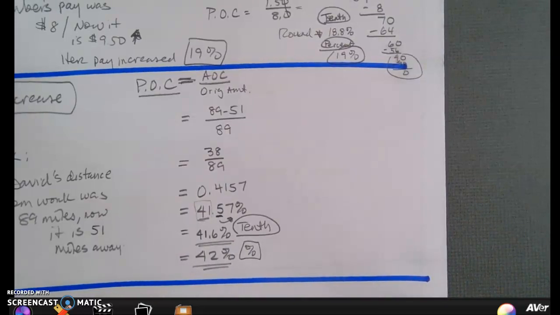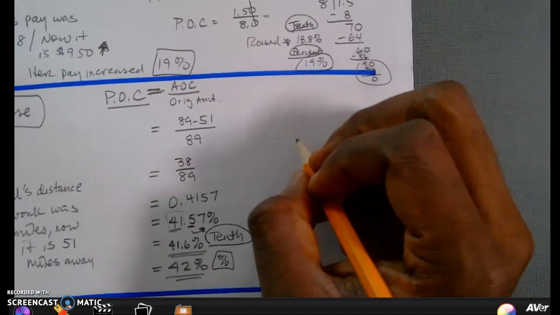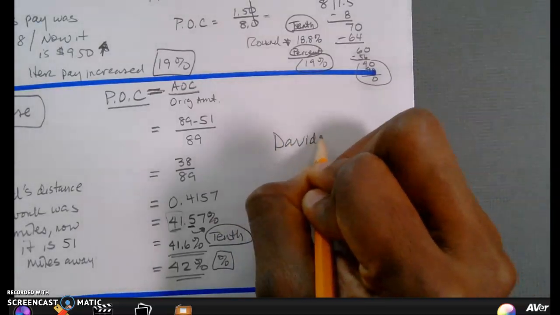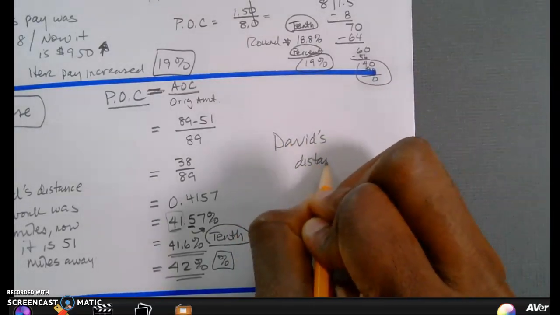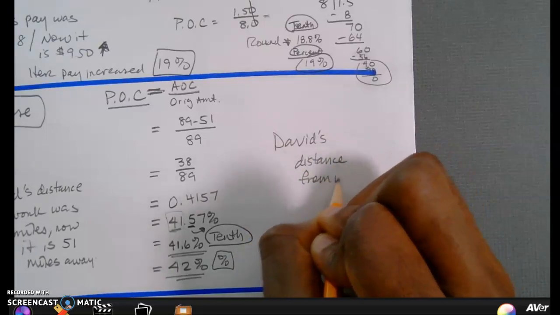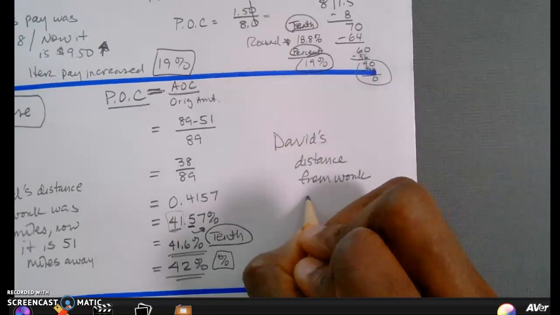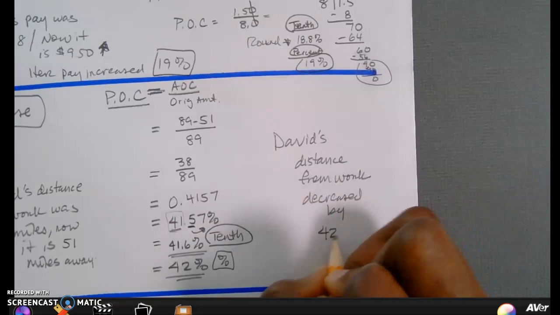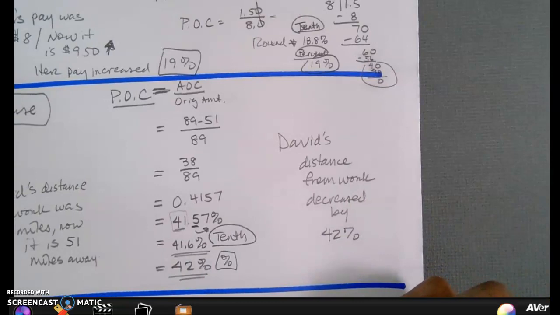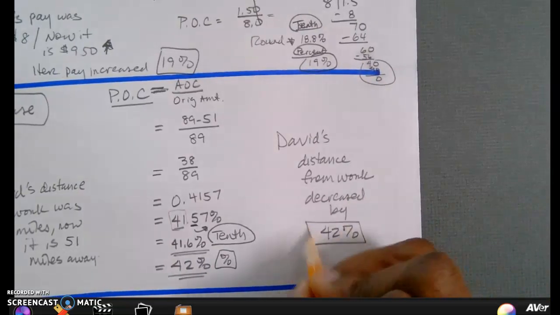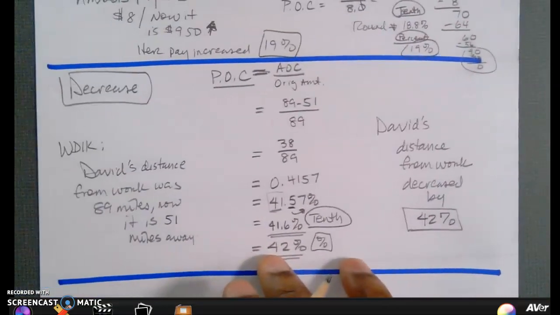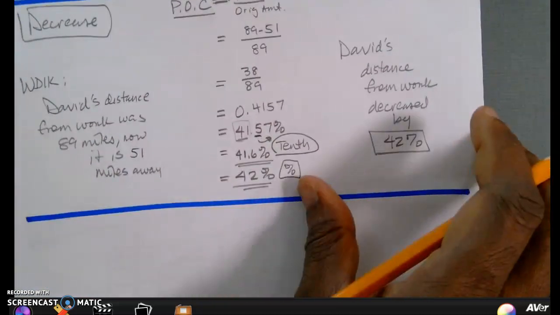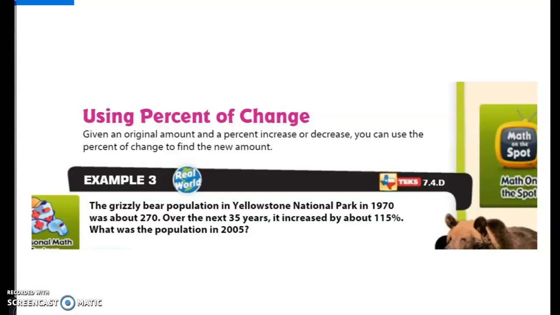On a quiz or a test, I might ask you to round to the nearest tenth or to the nearest percent. So at this point, what I would say is that David's distance from work decreased by 42%, or 41.6% if I ask to the nearest tenth. Let's go ahead and move along to a slightly different version of this problem.